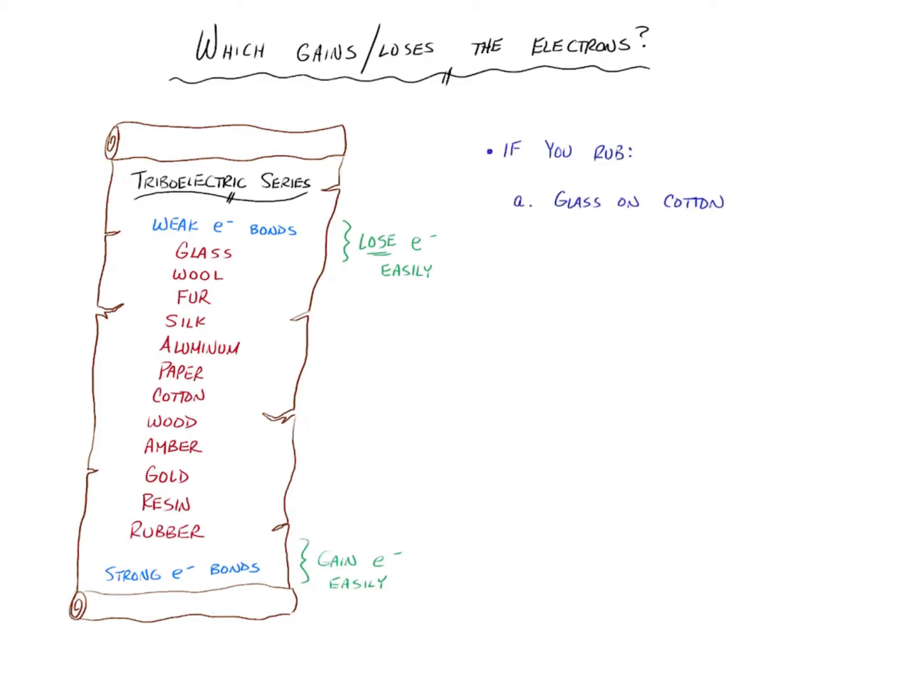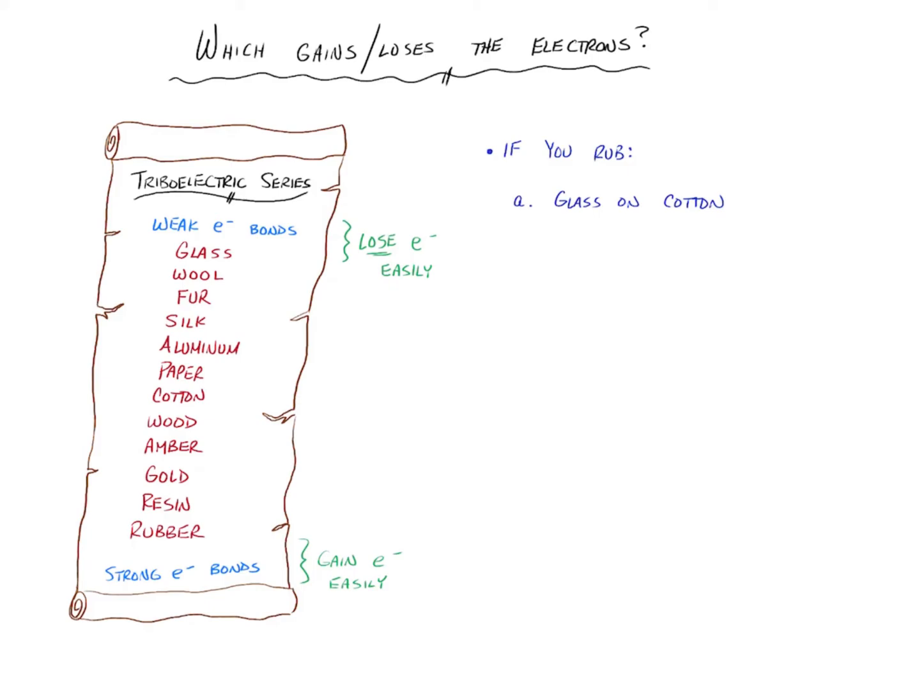So let's look at a few examples, and I'll try and explain exactly how we use a list like this. For example, if we were going to rub glass on cotton, we're going to look at this triboelectric series. We're going to see glass is near the top, so glass forms weaker electron bonds, and cotton is further down.